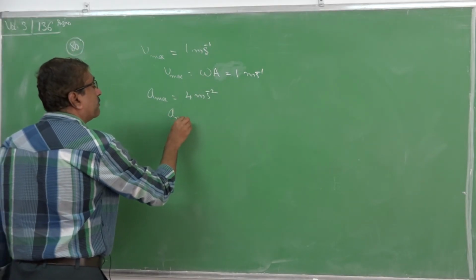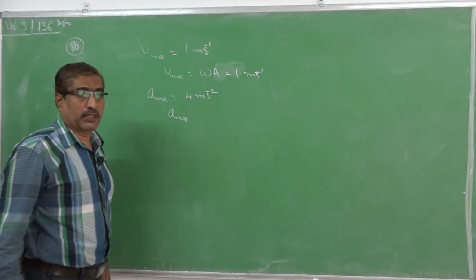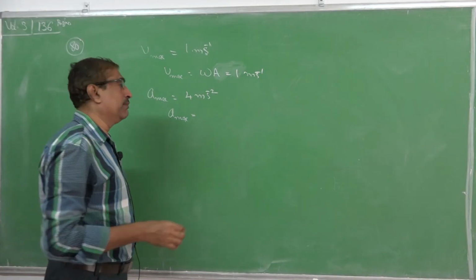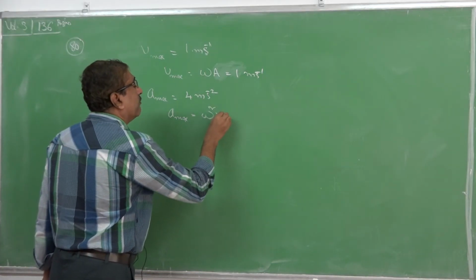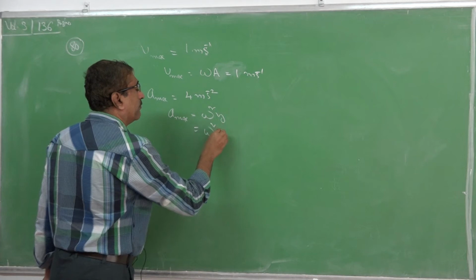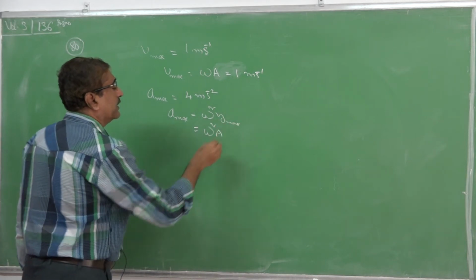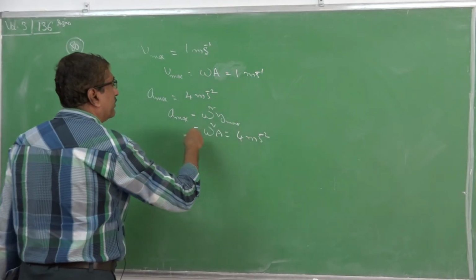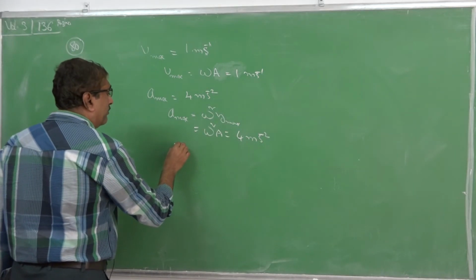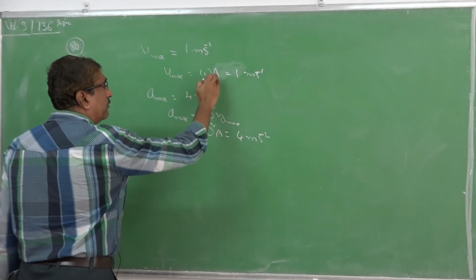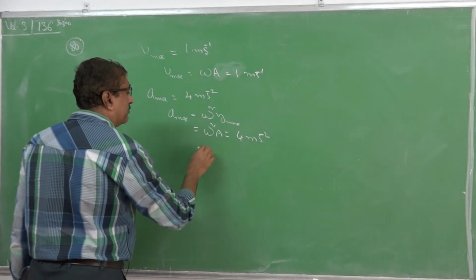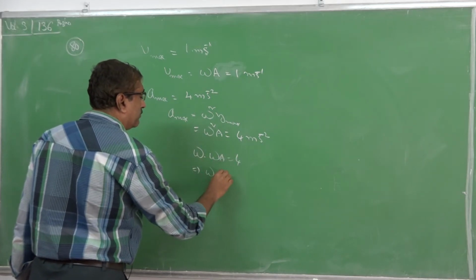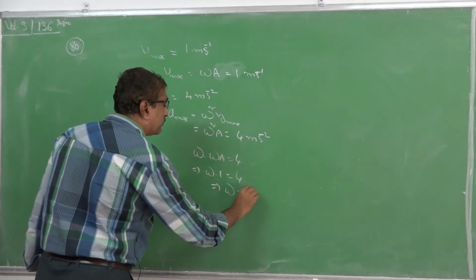Acceleration will be maximum when that particular particle is at the extreme position. Extreme position means displacement is equal to amplitude. So omega square y, that is omega square a, with y max being a. So this is given as 4 meter per second square. Now from these two equations, omega a is 1, so omega into omega a is equal to 4, that is omega into 1 equal to 4, means omega is 4.